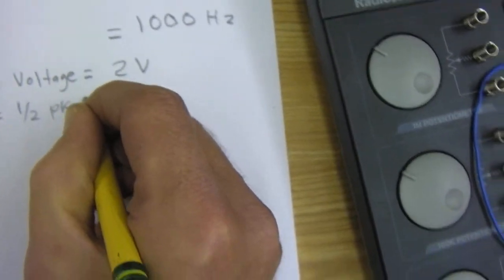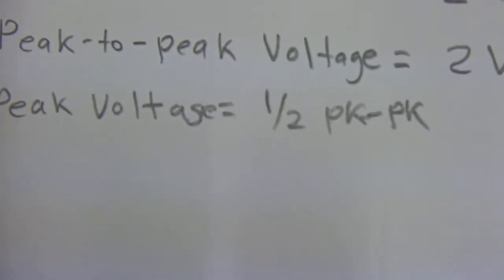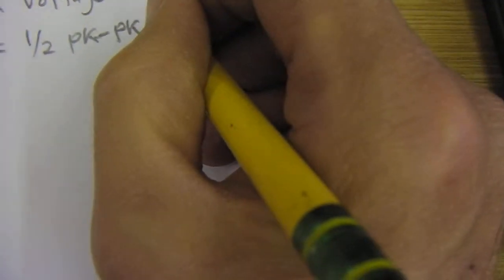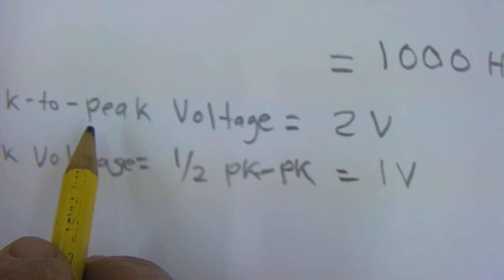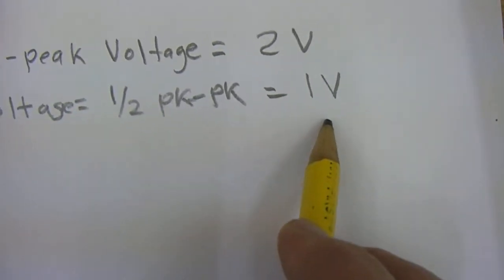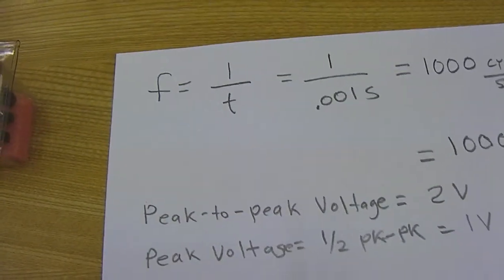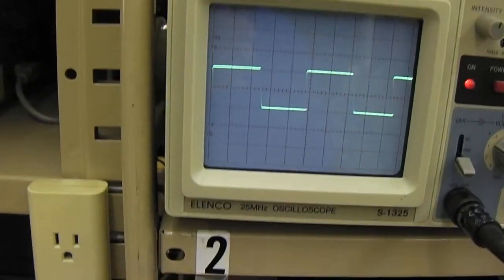Sometimes they just write it PK like that. So peak voltage is equal to 1/2 peak to peak, so if our peak to peak voltage is 2 volts, our peak voltage would be just 1 volt. So we have pretty well figured out everything we can about that wave.